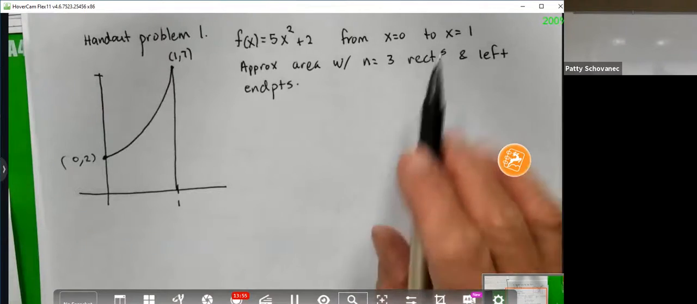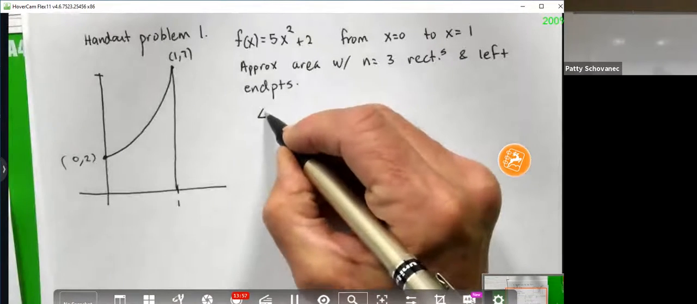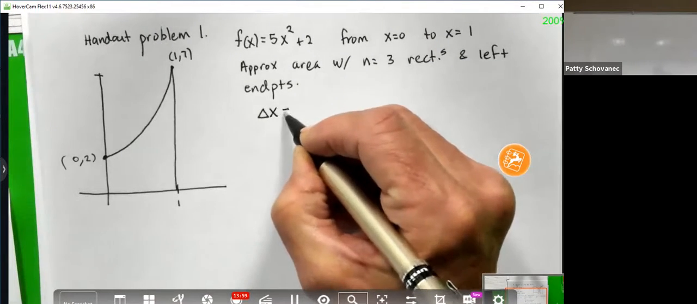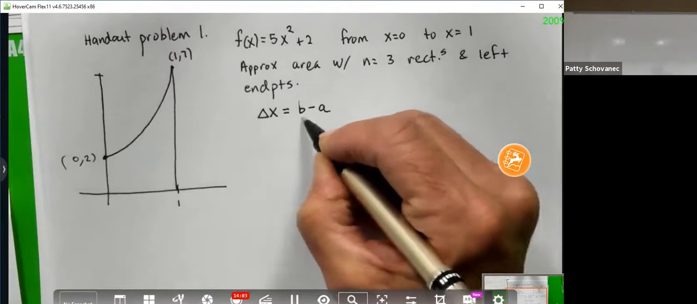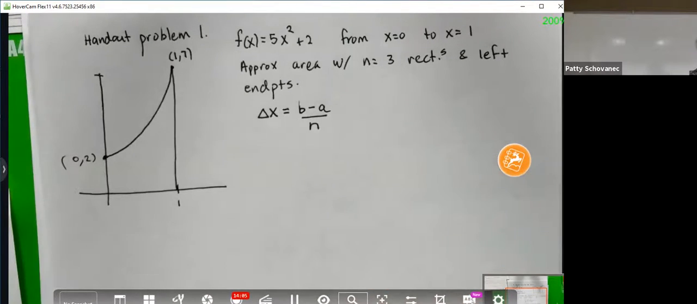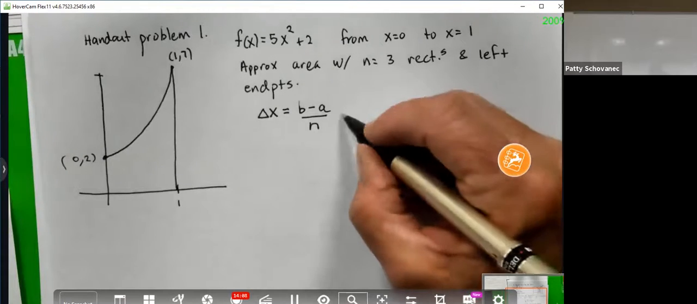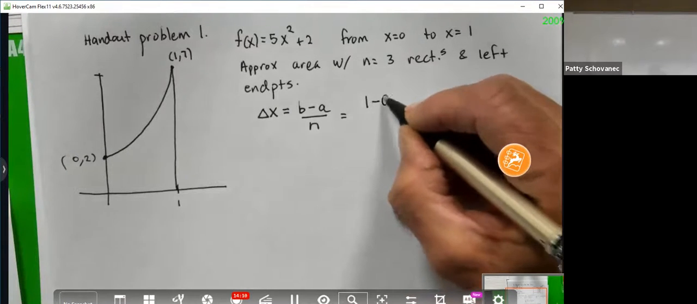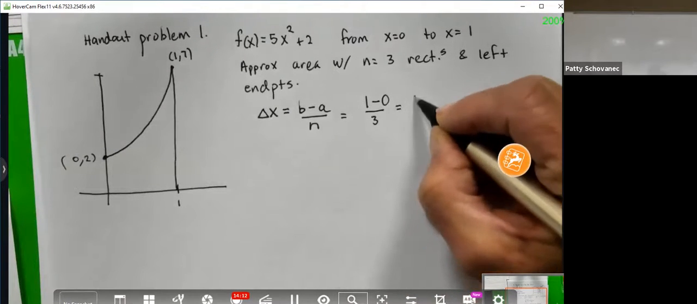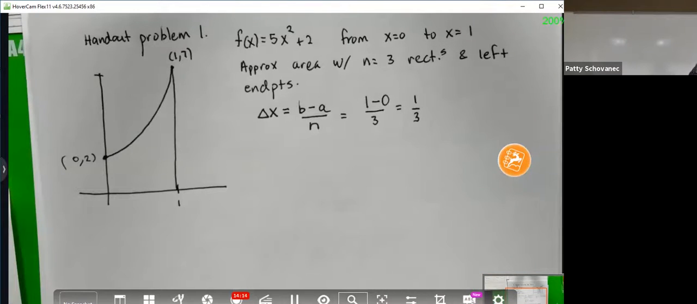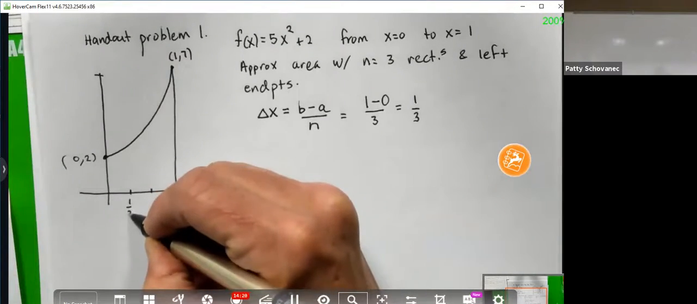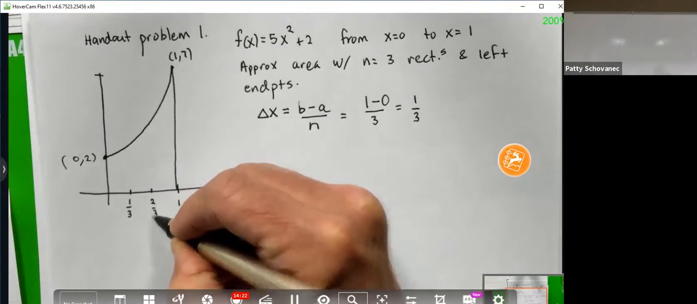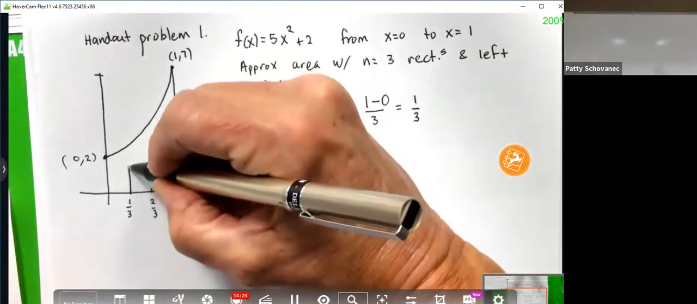If I'm drawing 3 rectangles in there, then the width of each rectangle in general is right endpoint minus left endpoint divided by the number of partitions. In our example, b is 1, a is 0, and n is 3. So each of these rectangles is 1/3 of a unit wide. Put one at 1/3, one at 2/3. We'll draw this up here.